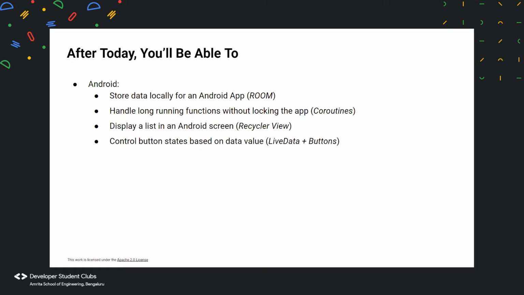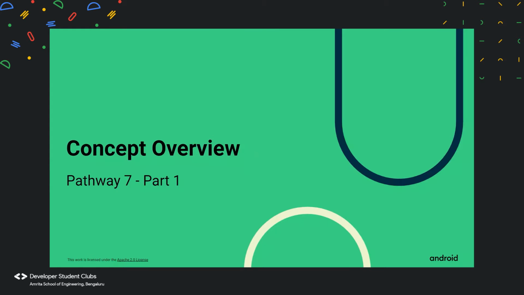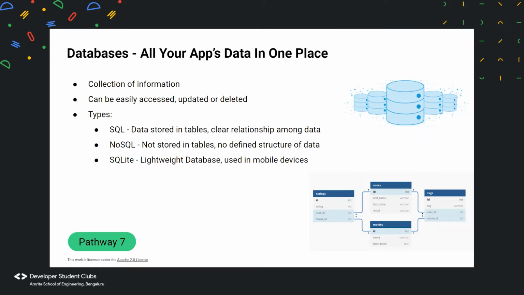So if the data value is, let's say, 0, if you're tracking an integer, you can disable the button. If it's 1, you can enable the button, something along those lines. And we'll see how all this is done now. Let's look at the first set of concepts required for pathway 7.